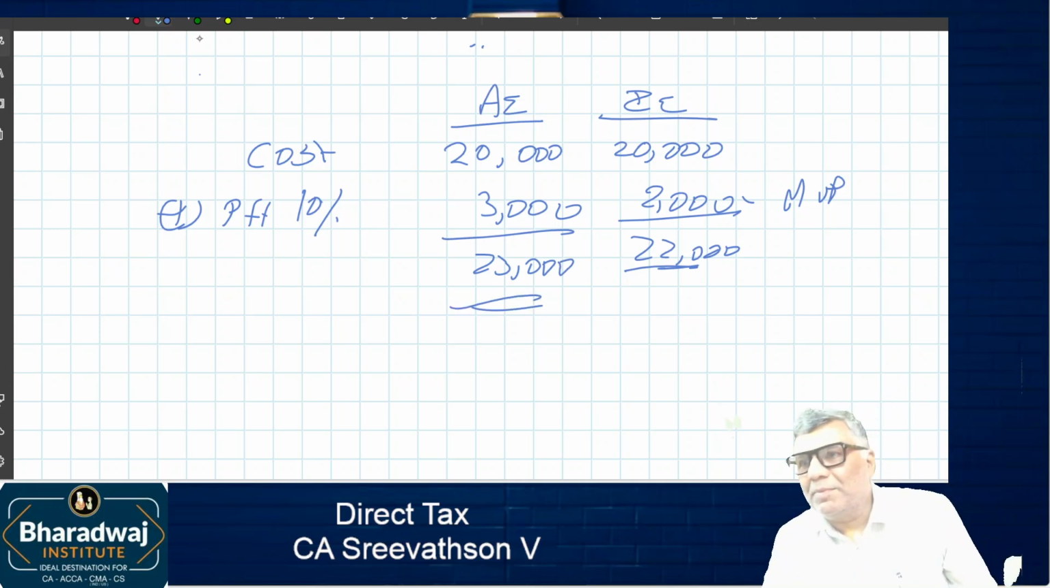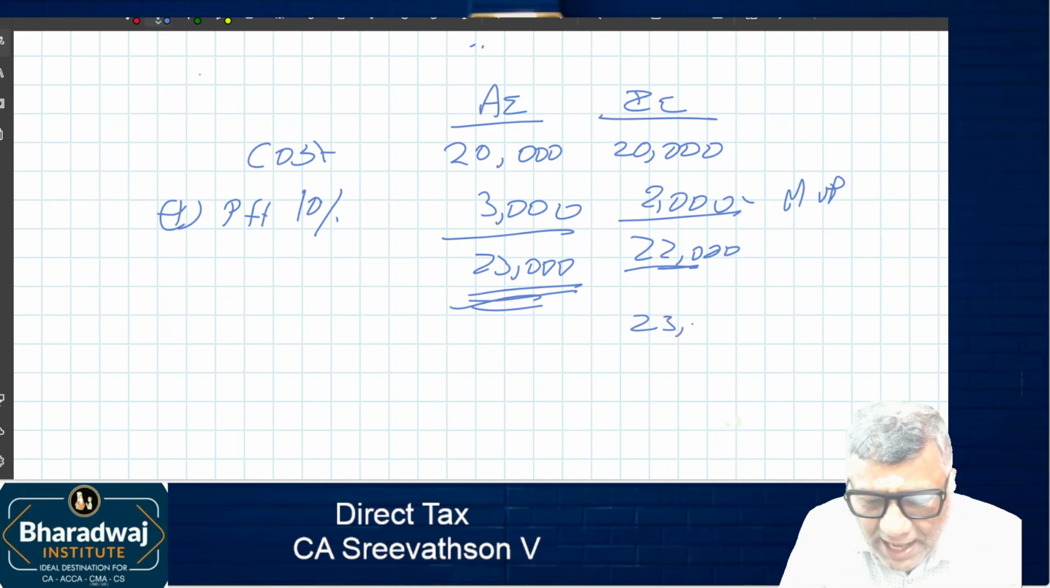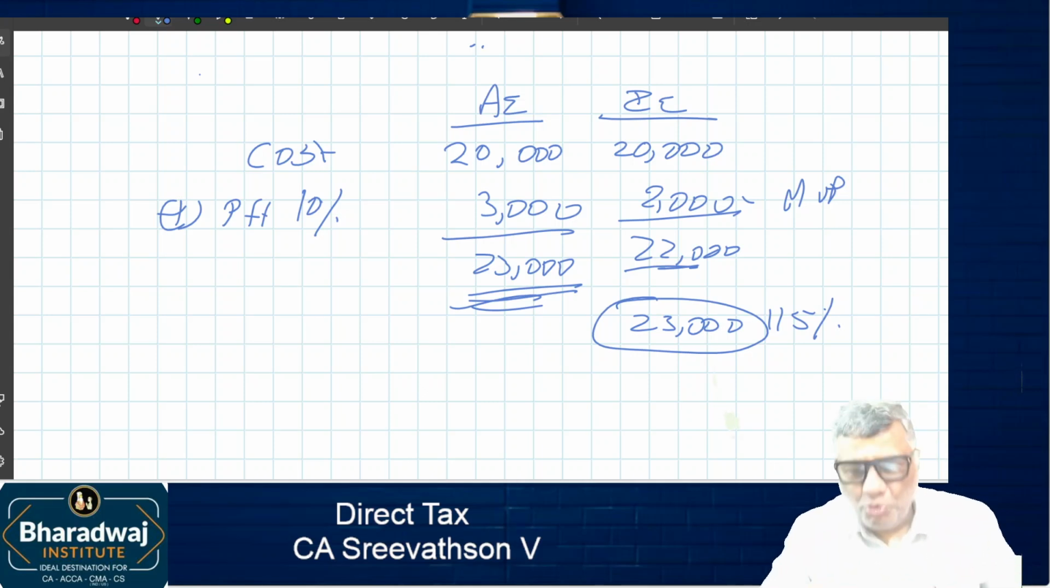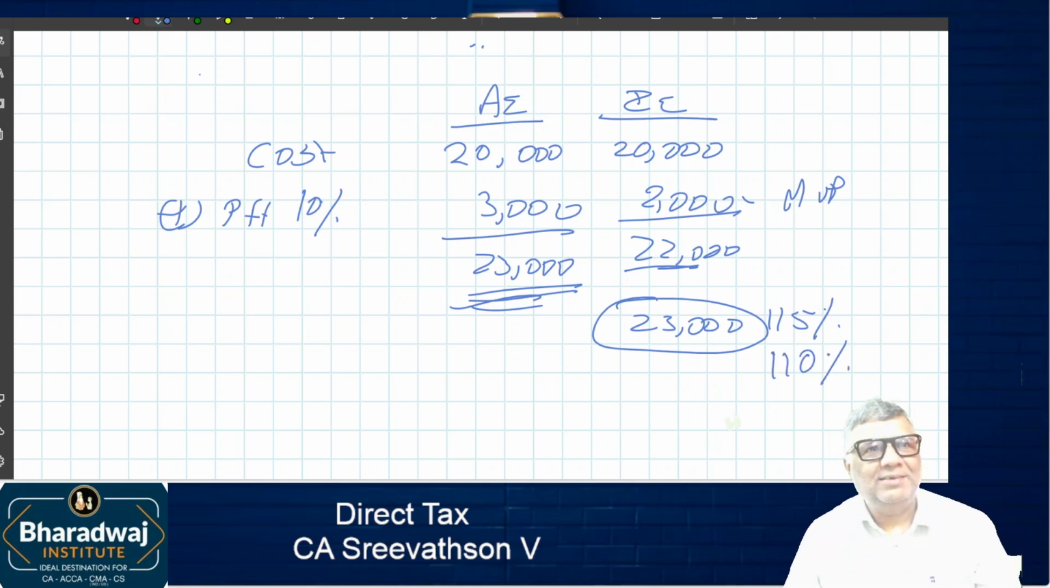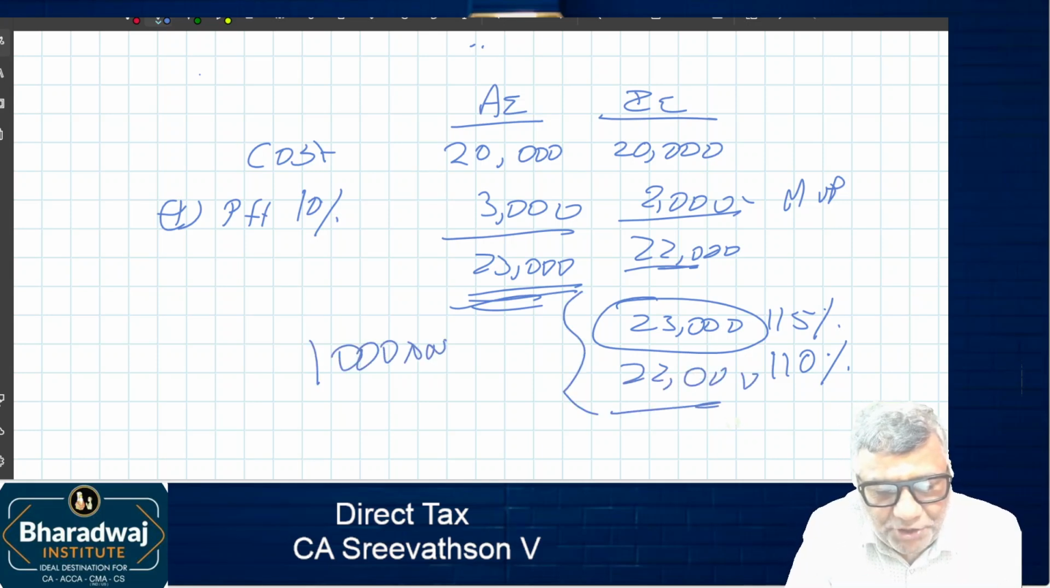Why should I buy from the associated enterprise? My other party is selling to me at 10% markup, whereas my associated enterprise is selling to me at 15% markup. No, boss. This is not arm's length price. Now, how to work it out? If they take 23,000 as the basis, this is 115%. What should be 110%? 22,000. So 1,000 rupees into number of units.